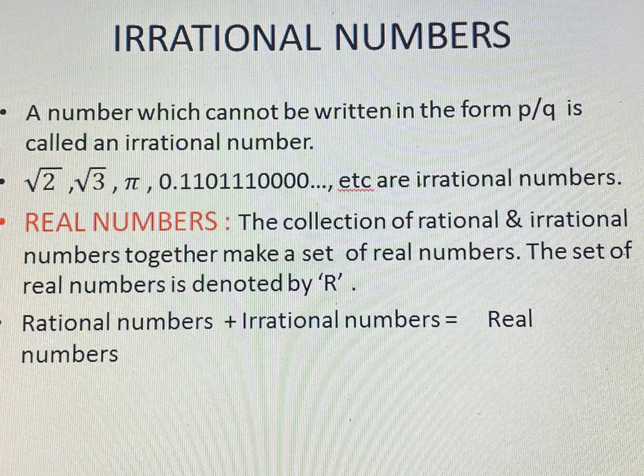Now next is real numbers. The collection of rational numbers and irrational numbers together make the set of real numbers. The set of real numbers is denoted by R. So we can say that real numbers include rational numbers as well as irrational numbers. That is, the numbers which can be represented in the form p by q and the numbers which cannot be represented in the form p by q, all are included in a set known as the set of real numbers, and it is denoted by R.